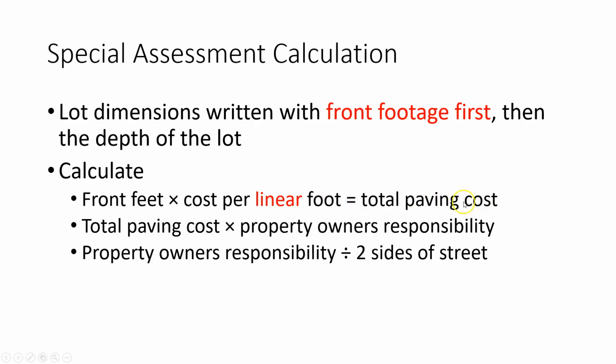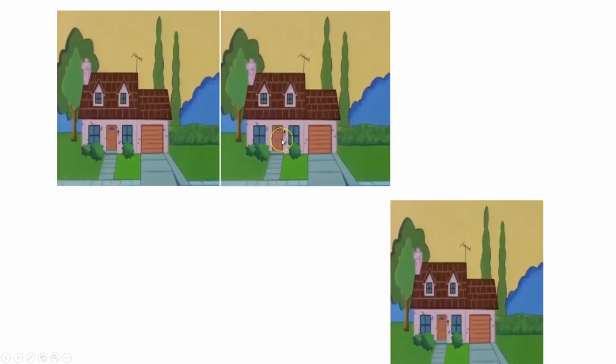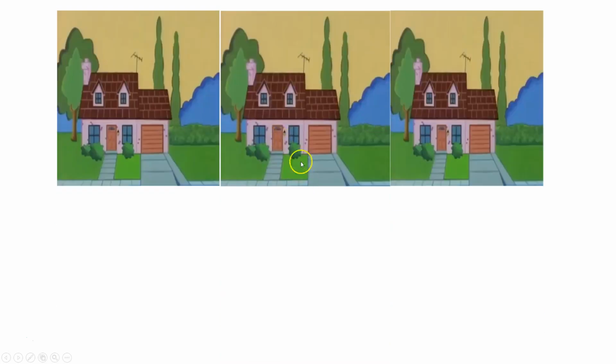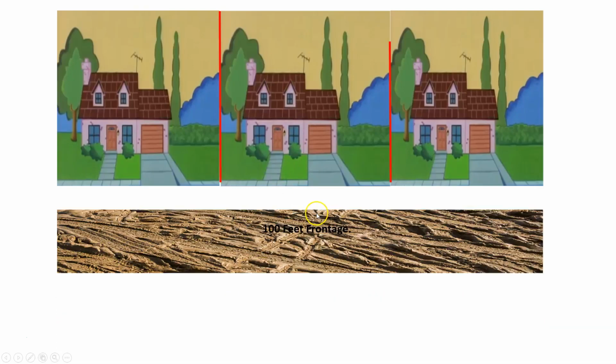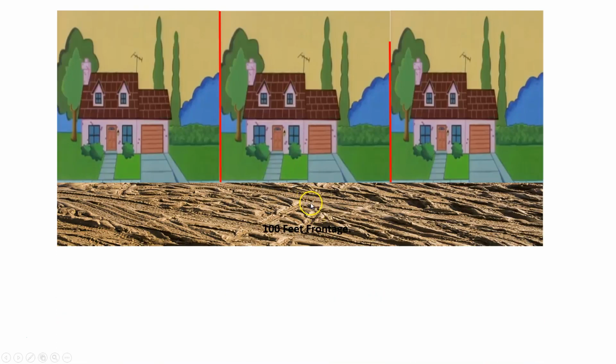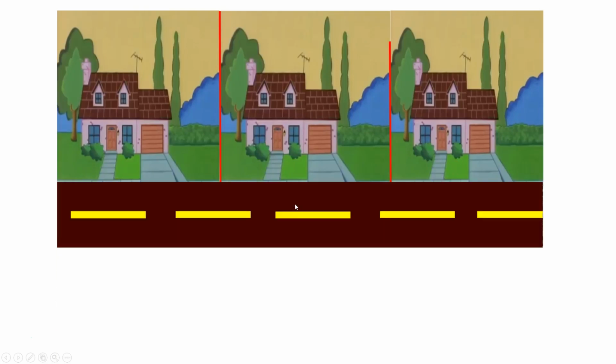And then there'll be the total paving cost and whatever the property owner's share is. And always remember there are two sides to every street, so you divide by 2. Here's an example which you've seen or will see if you're looking at this in advance. We've got 3 houses. This is a particular house I'm talking about. It's 100 foot frontage. It's got a mud road in front. The owners petitioned the local municipality to put in a tarmac.